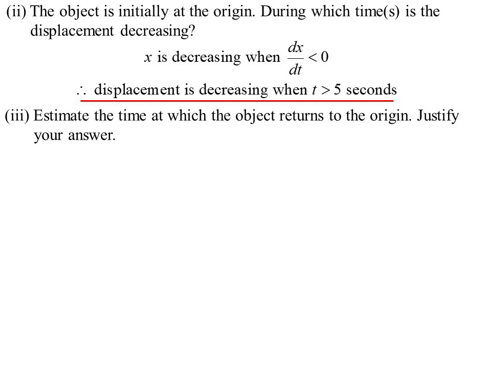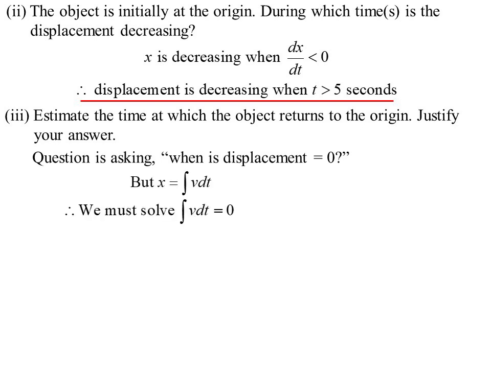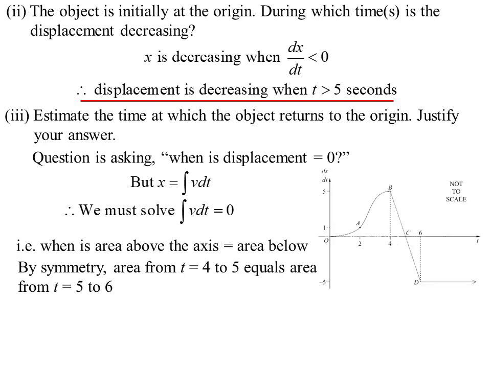Estimate, and of course we can only estimate because we estimated how far away it was in that other one, but estimate the time at which the object returns to the origin. When does this return to the origin? Okay. When is displacement equal to 0? So similar to that last question. So it's saying when is the integral of velocity equal to 0? When is the area above equal to the area below? Now this one's a little bit more interesting. How are we going to do these areas?